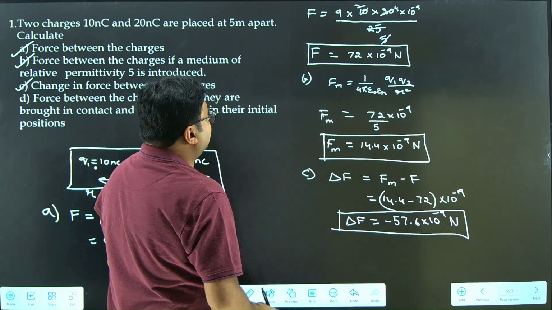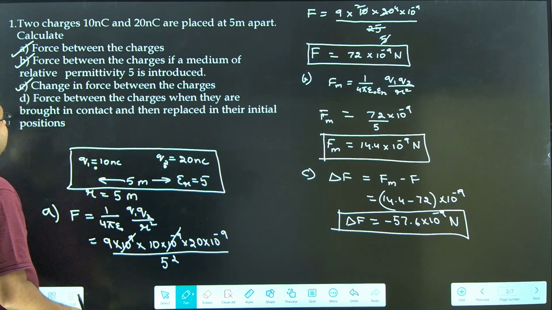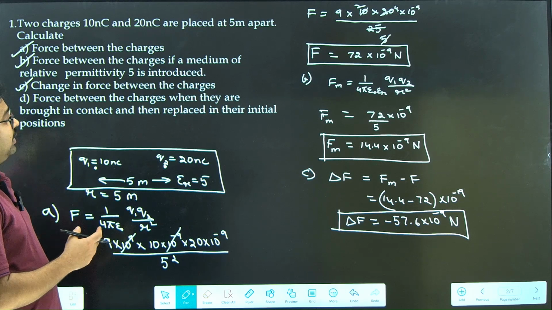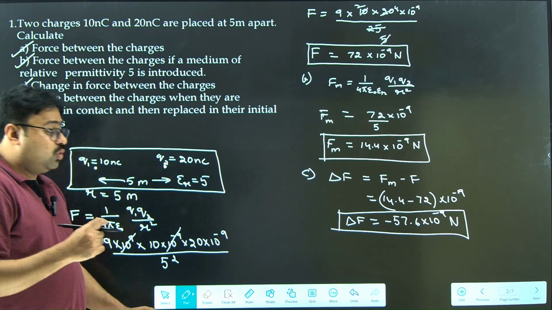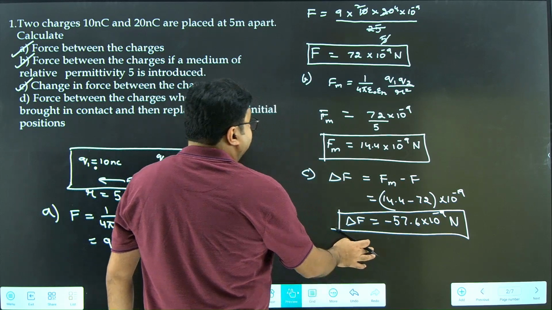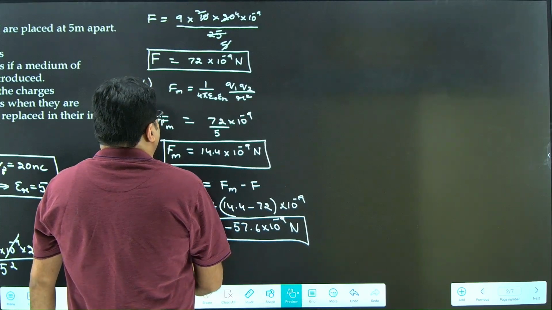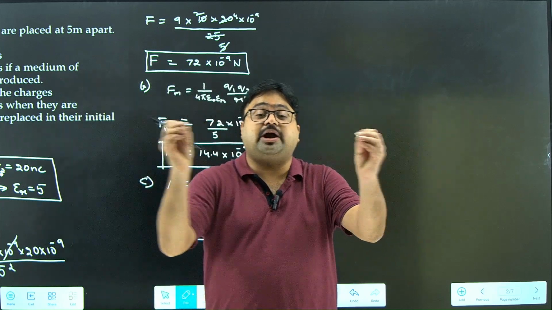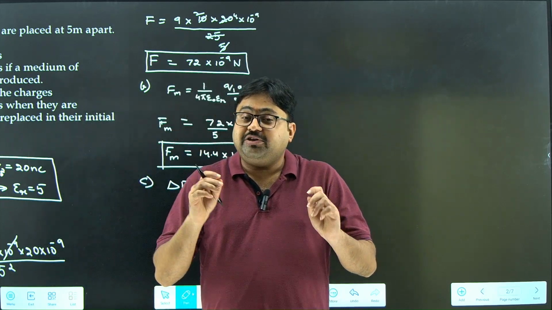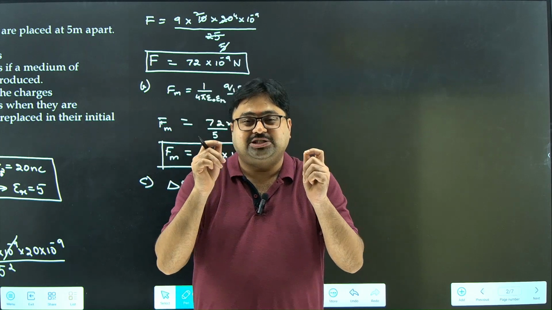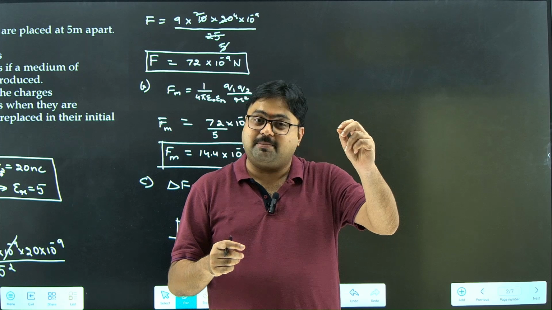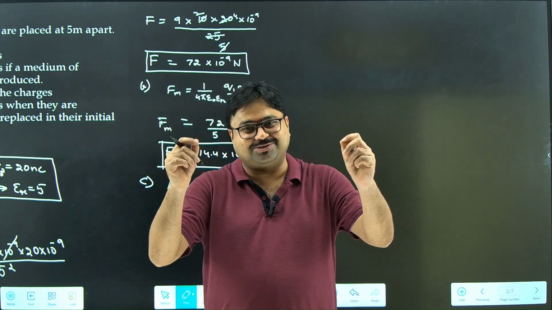Now going to the last part of the question. The last part of the question is the force between the charges when they are brought in contact and then replaced in their initial positions. So let's try and understand this particular case. There are these two charges which are first brought in contact. If you have two tiny spheres, let's say, and they are conducting, this has q1 amount of charge and this is q2 amount of charge.